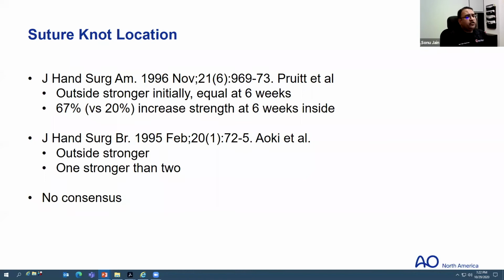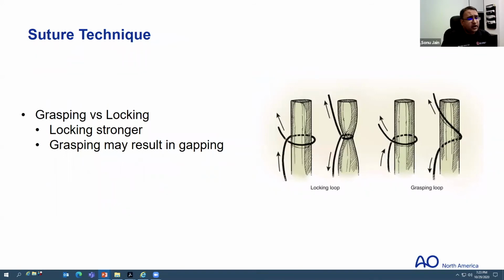So where should you place your suture knot? There's no consensus. Different studies have shown different things. Some have shown that it's stronger if you place your knot outside. Some show that it's stronger inside initially, and there's no difference eventually later on. So it just varies. But just be aware that there are different ways to do that, whether or not it should be in or out of the tendon repair site. Another thing to be aware of is the suture technique, which is grasping versus locking. Locking is stronger and results in less gapping.